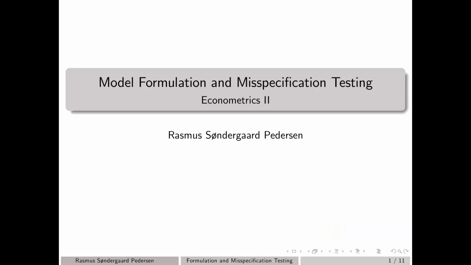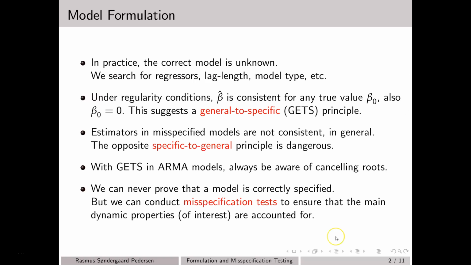In this video, we consider model formulation and misspecification testing. So in practice, when we do econometric modeling, we don't know what the correct model is. So it means that in reality, we do some kind of searching for a preferred model. Say, what kind of regressor should we have in a linear regression model?